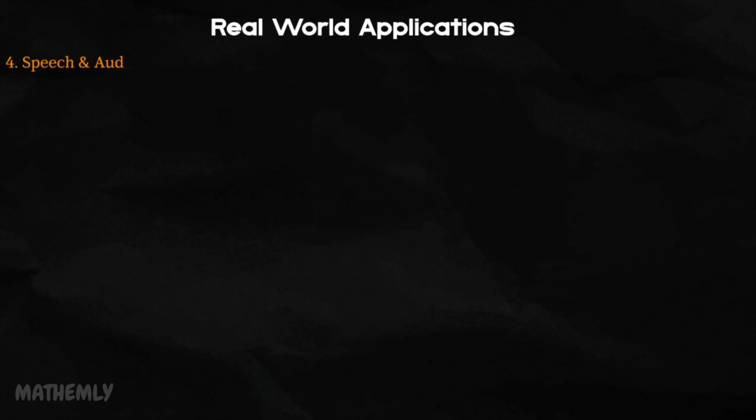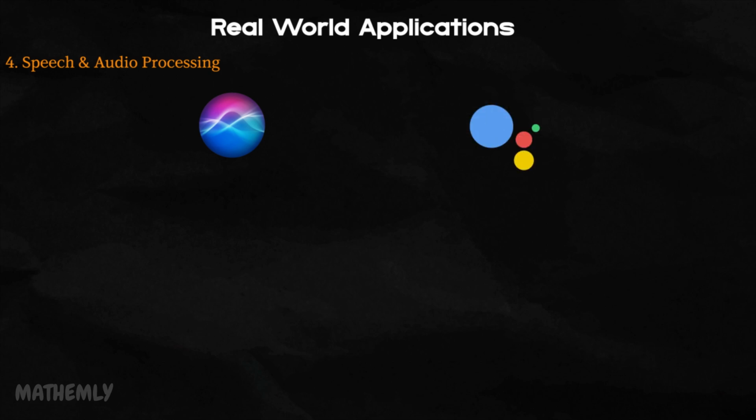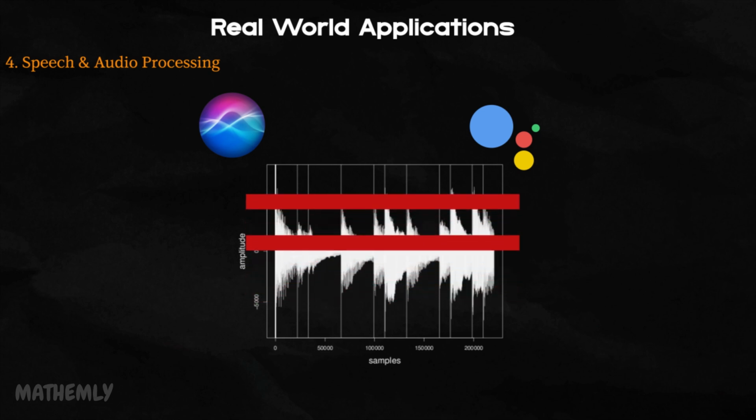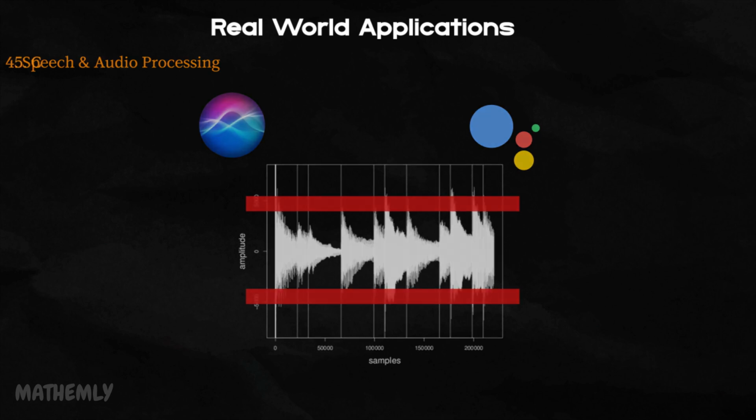Speech and audio processing. Voice assistants like Siri and Google Assistant rely on PCA to process speech data efficiently. It helps remove background noise and extract essential features from audio signals, making speech recognition more accurate and efficient.